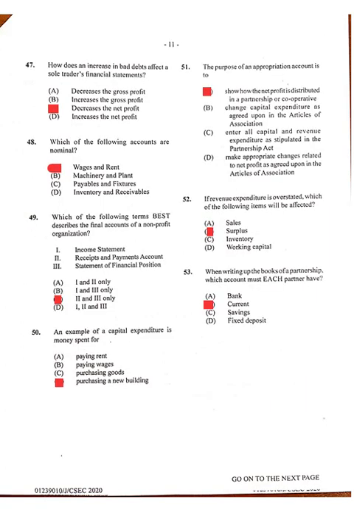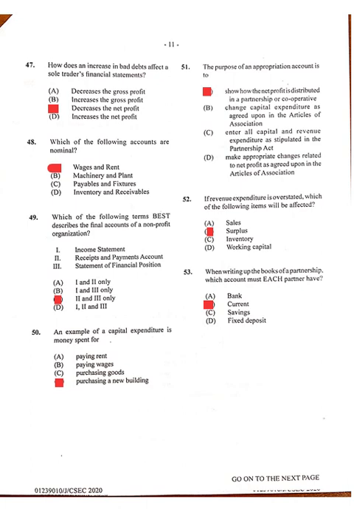Moving along, 47, how does an increase in bad debt affect the sole trader's financial statement? It, of course, decreases the net profit. The answer is C. Which of the following accounts are nominal? Wages and rent. That's A. 49, which of the following terms best describe the financial accounts of a non-profit organization? The financial account of a non-profit organization, we have receipts and payment statements of financial position. So the answer is C.